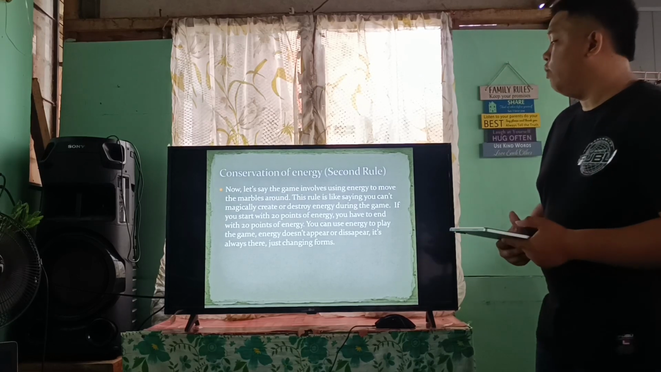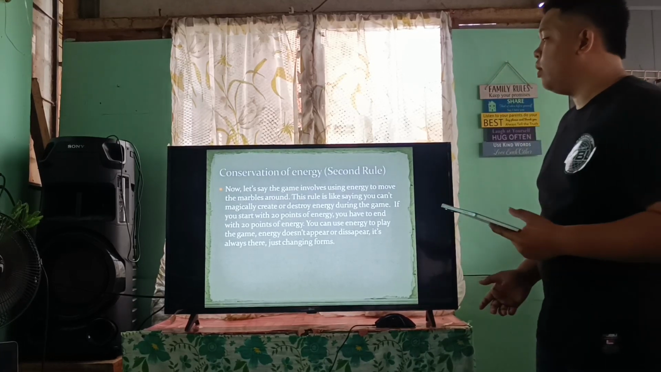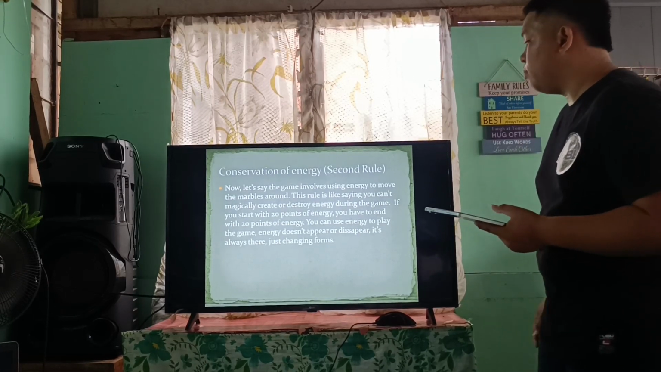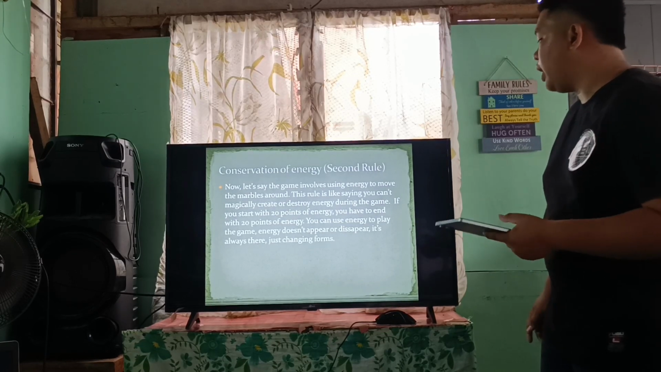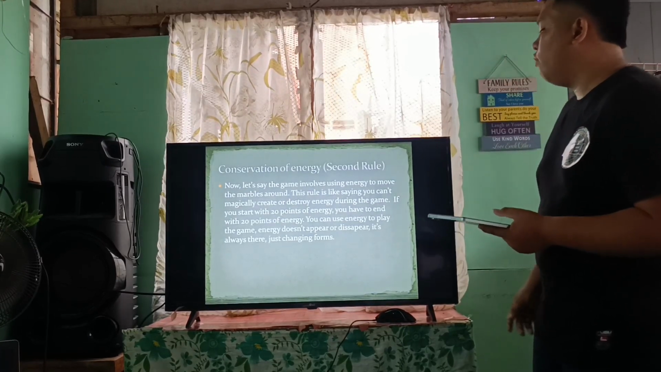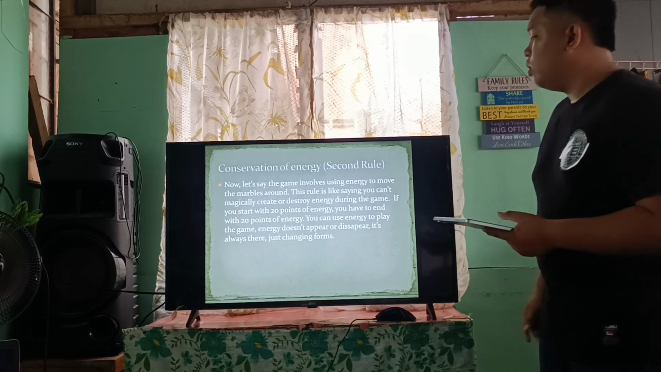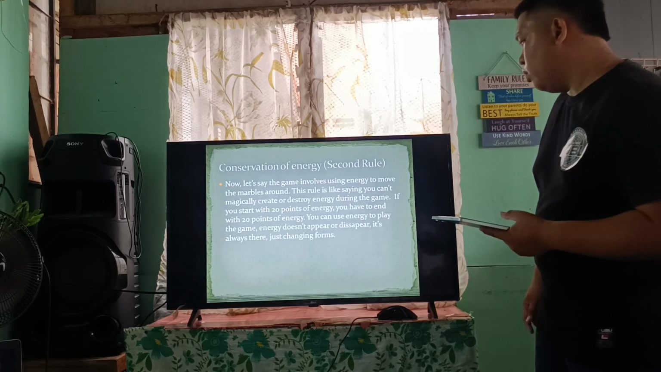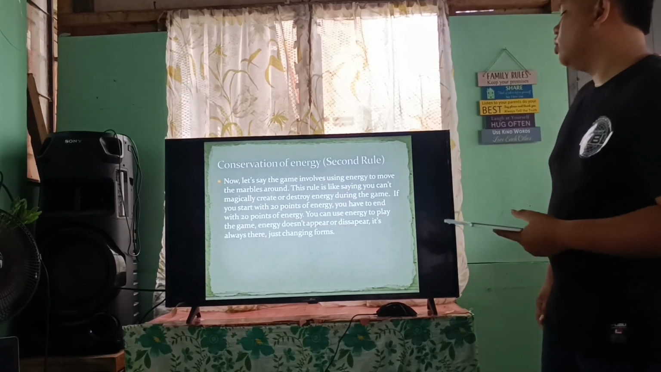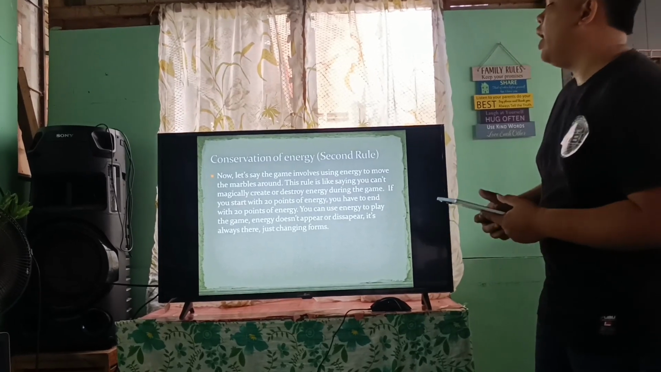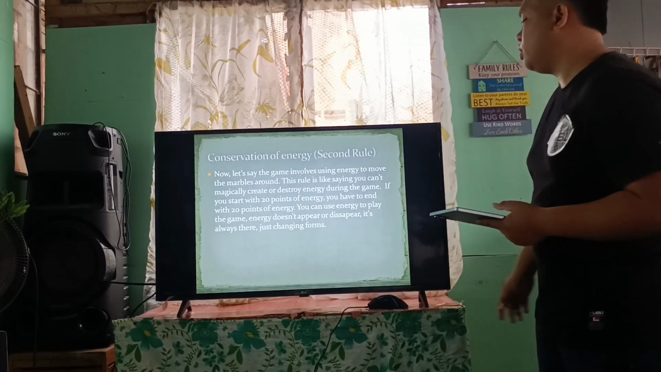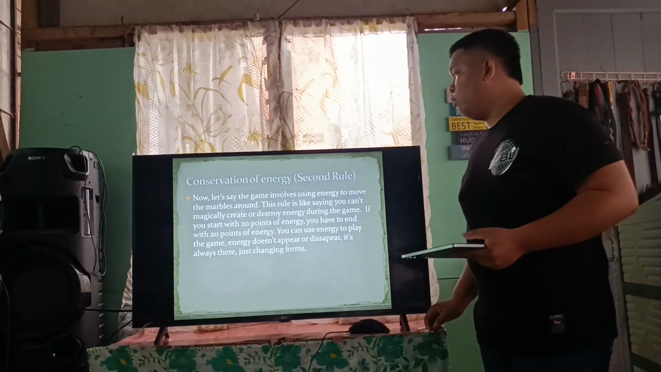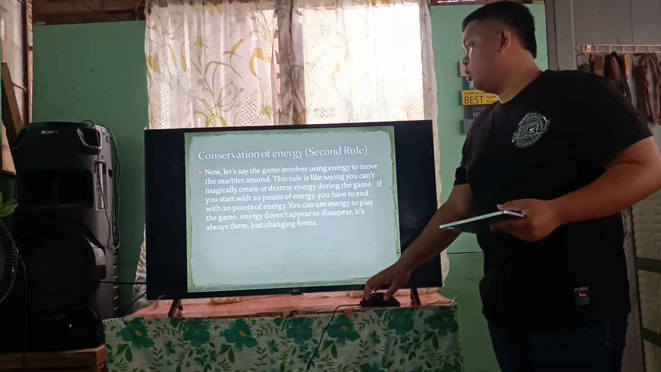Next, conservation of energy, the second rule. Now let's say the game involves using energy to move the marbles around. This rule is like saying you can't magically create or destroy energy during the game. If you start with 20 points of energy, you have to end with 20 points of energy. You can use the energy to play the game. Energy doesn't appear or disappear. It's always there, just changing forms. So that is my definition of conservation of energy.